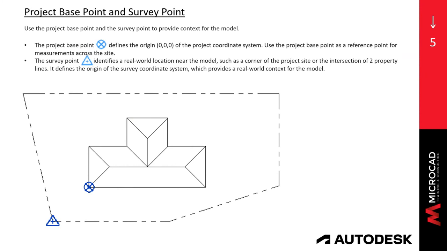So they can be positioned in different locations. As it's done in this example that I have here, the survey point will be in whatever corner of my lot, of my property lines, or wherever the surveyor gave it to me. The project base point can be placed in a corner of a building or whatever other rational location you define.